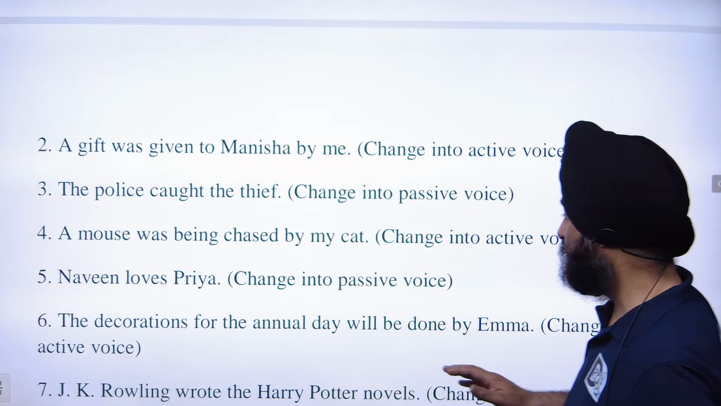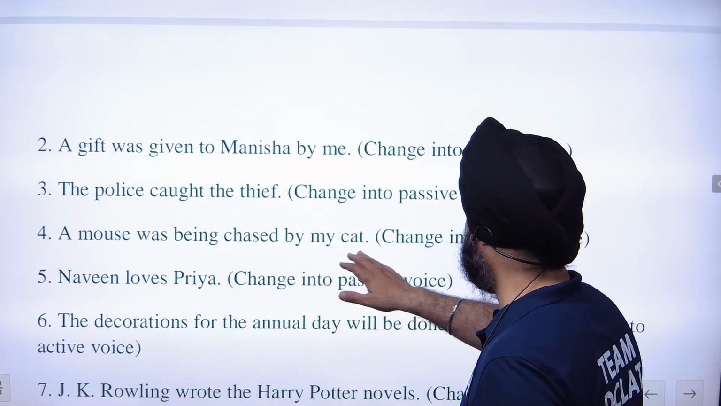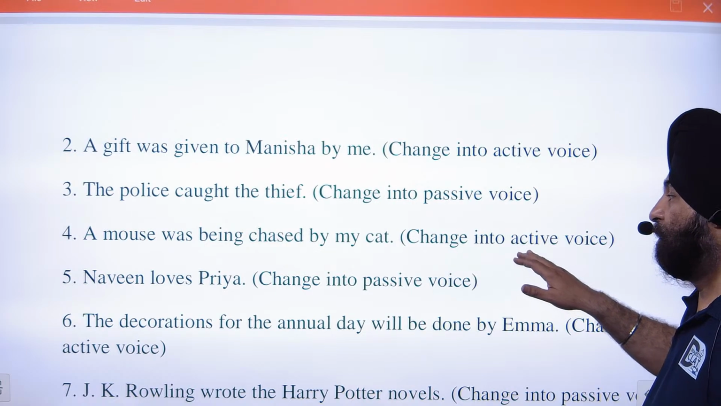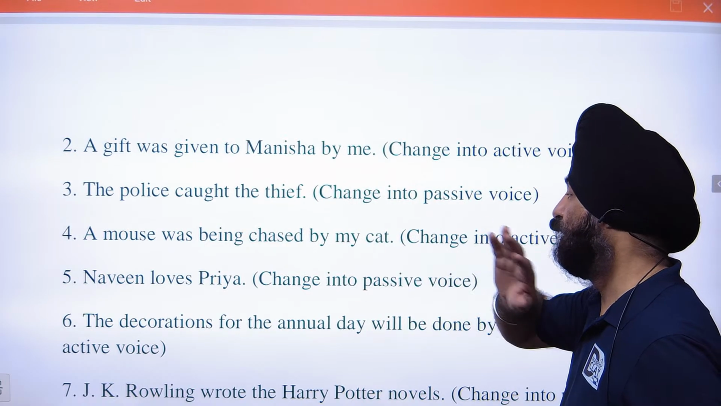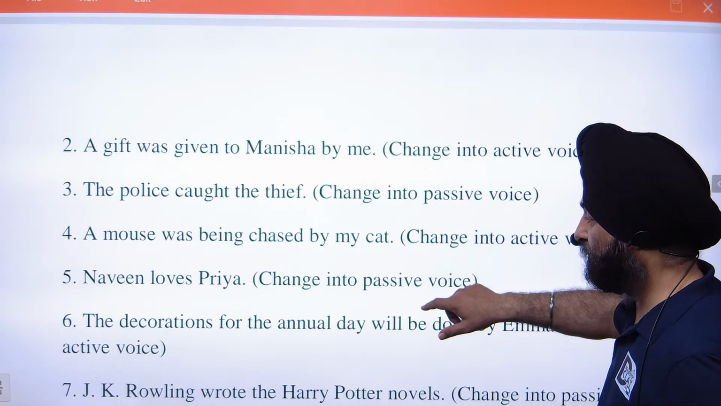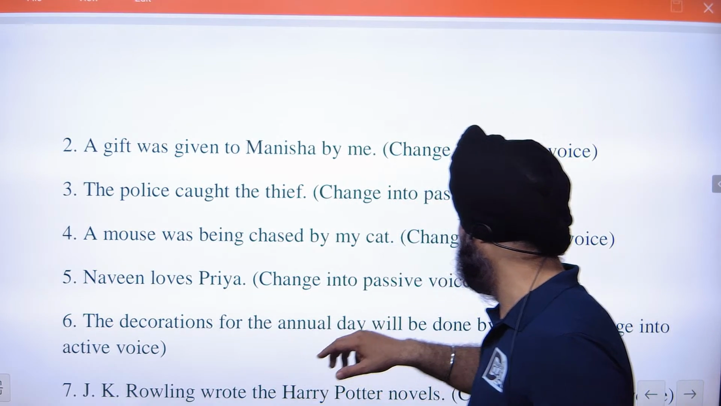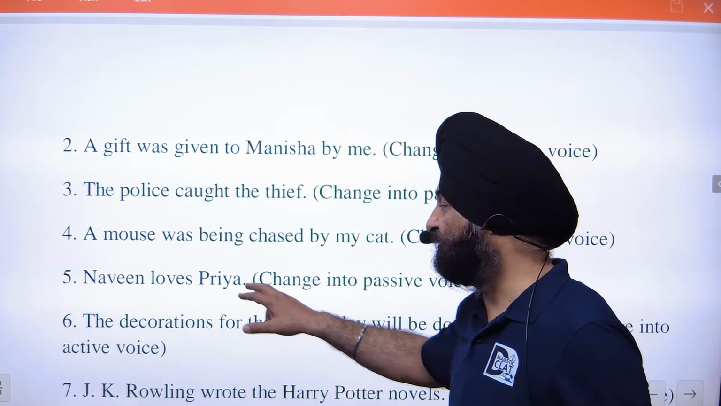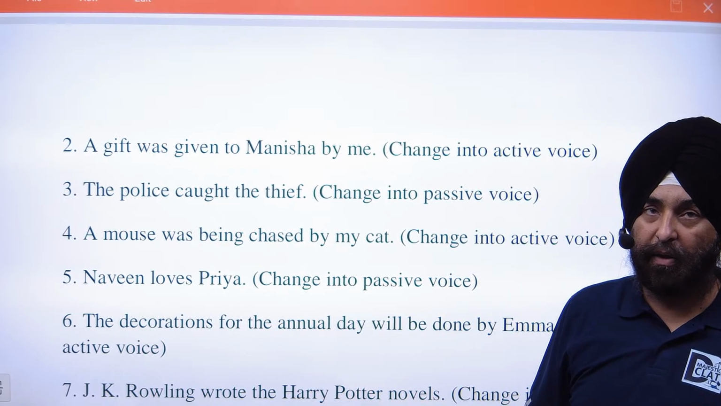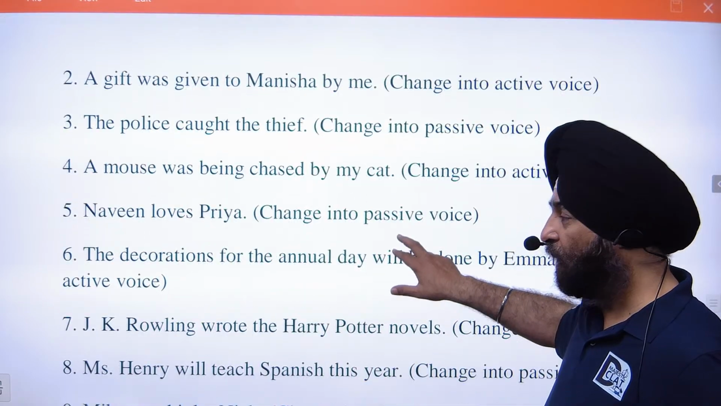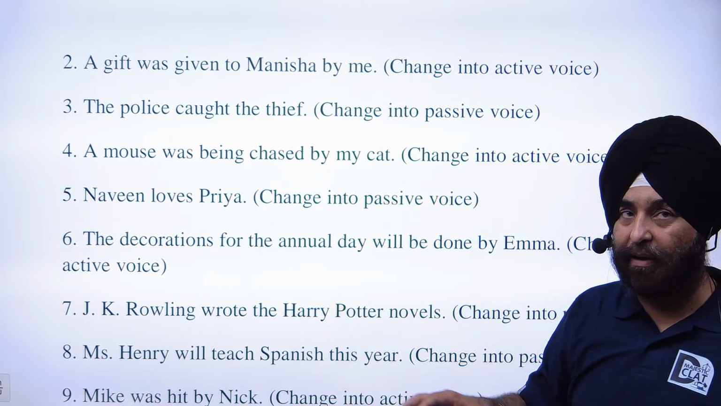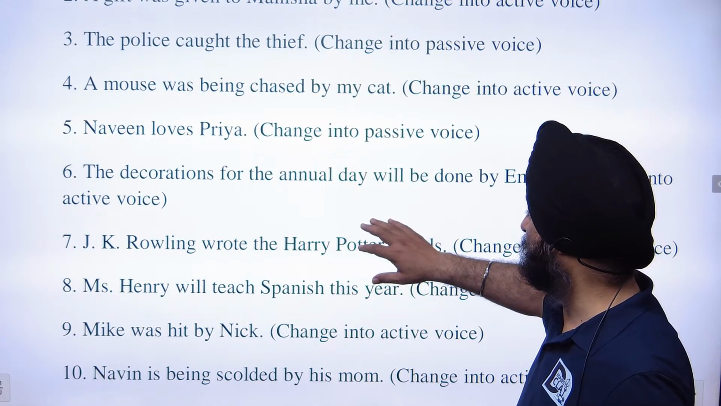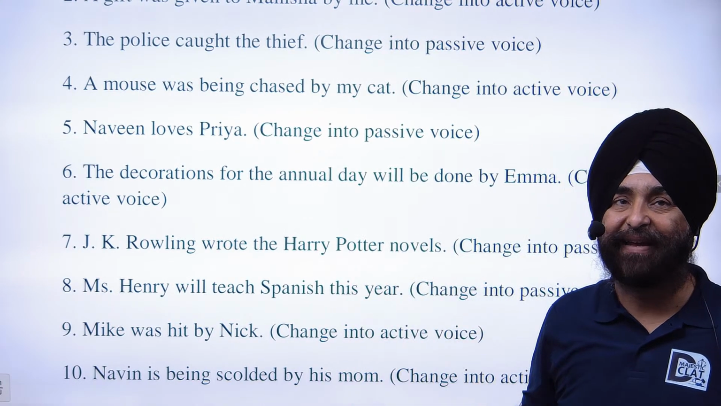A mouse was being chased by my cat. Change it into active voice: my cat was chasing the mouse. Now, Naveen loves Priya. What if we change it into passive voice? Priya is loved by Naveen. I hope you are able to solve these sentences alongside. This is just an assistance from my side, just to assist you in solving these sentences.